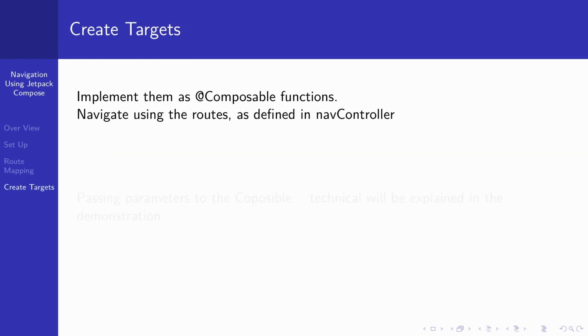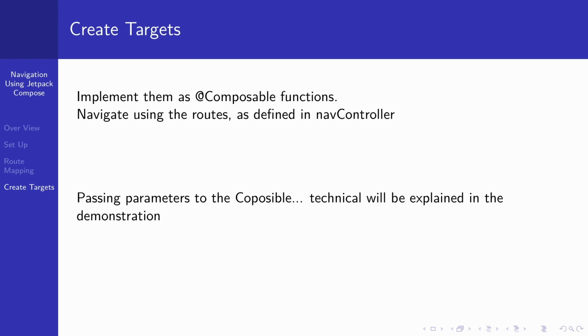Creating the targets. Every target has to be implemented as a composable, and every target which isn't a final target, that being one you want to navigate away from, has to contain a command to navigate away from it, and therefore it has to receive the nav controller as a parameter. This command to navigate away will use the route as we defined it in the nav host. Adding parameters to the call to the targets is just a technical issue and will be explained in the code.